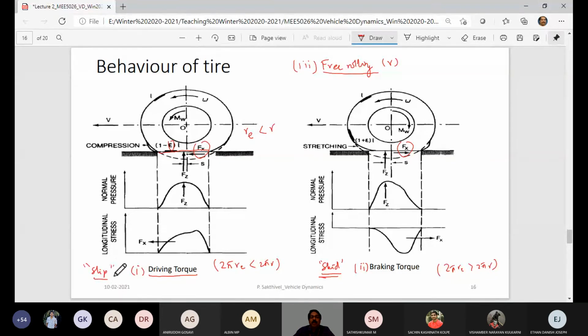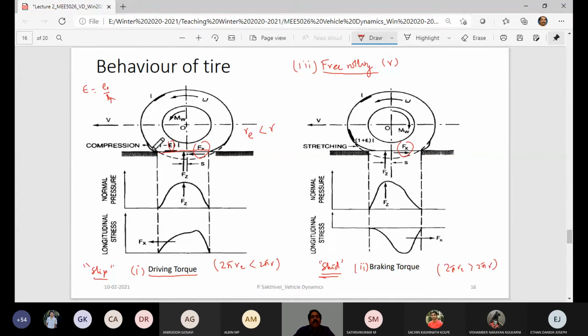So why is this happening? In case of driving torque applied, you have compression. An elemental length L considered on the circumference is no more of the same length l, or this is 1 unit. It is less than our L unit. So L into 1 minus this strain. What is this strain? This strain is defined simply as E naught by L, or E naught by small lambda, let me call. So this is what is in front of this portion.